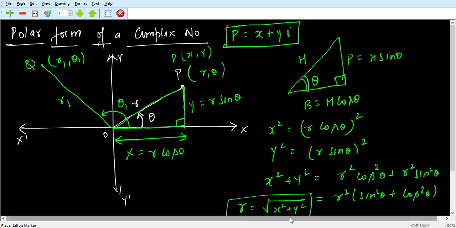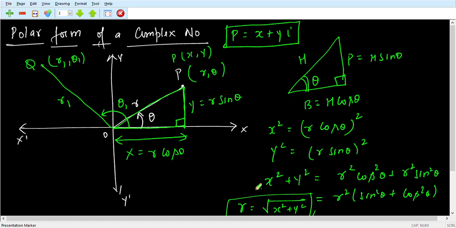So in polar form I have to write r and theta. The complex number should be in the form of r and theta. So I just got the idea for r and how we can obtain r from the given complex number. It's very easy: if a complex number is given, it is very easy for us to obtain this r.